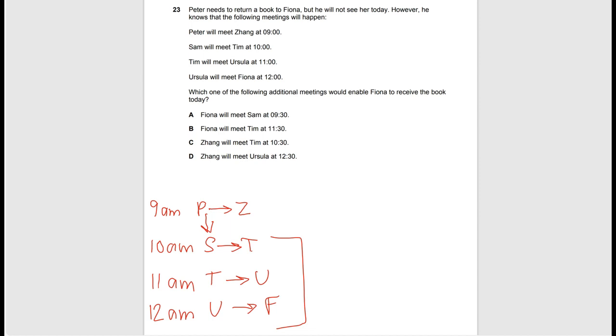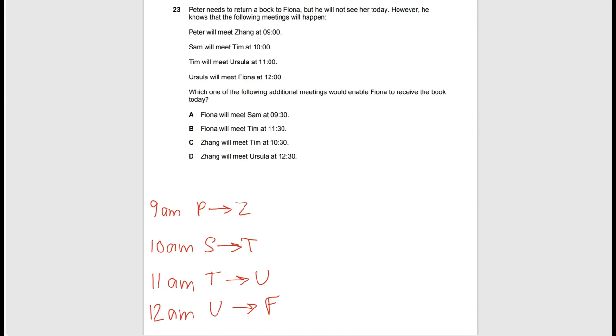But we just don't have a connection between Peter and Sam. So all we need to do is somehow get this book from Zhang to Sam. Now, how do we do that? If we wanted to keep this flow going, we would somehow want to make Zhang meet Sam, but we can't do that. So let's go through our options.